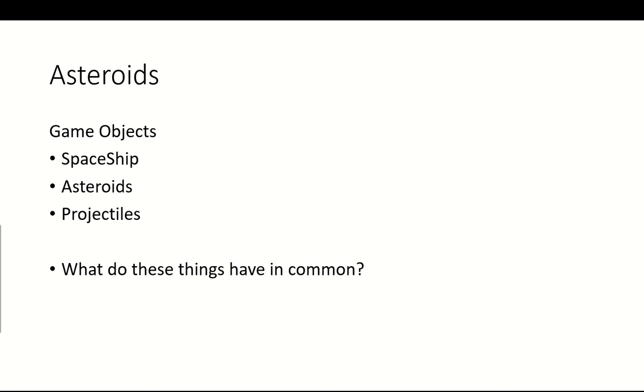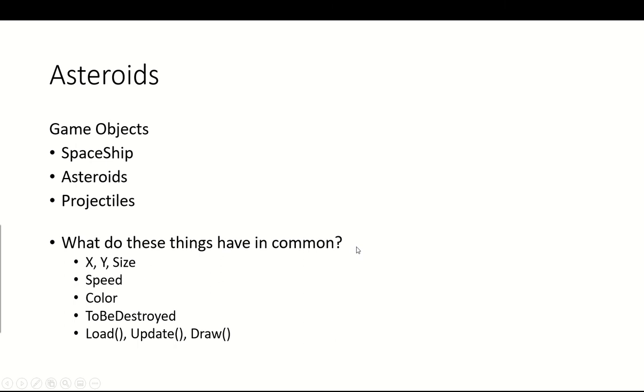And I guess the question I'm asking is, what do these things have in common? Well, these things have some kind of coordinate. They are positioned somewhere on the canvas, in the window. They all have some kind of size. They're all moving at a particular speed. I want them all to have color in my game. Different colors as well.